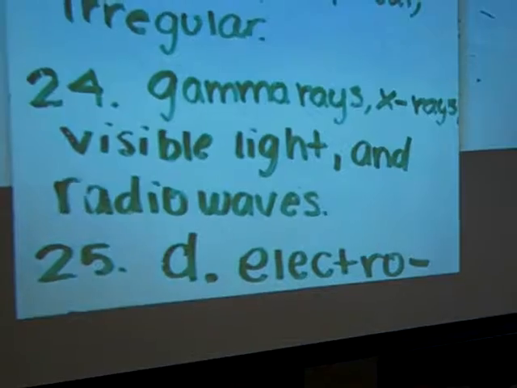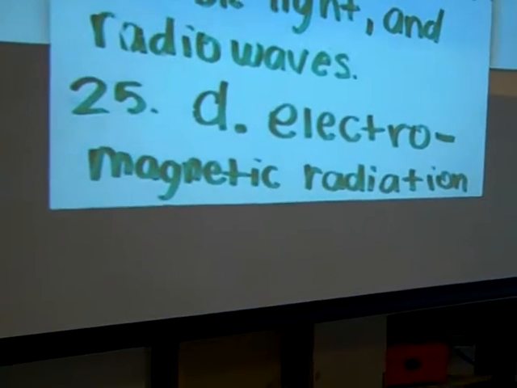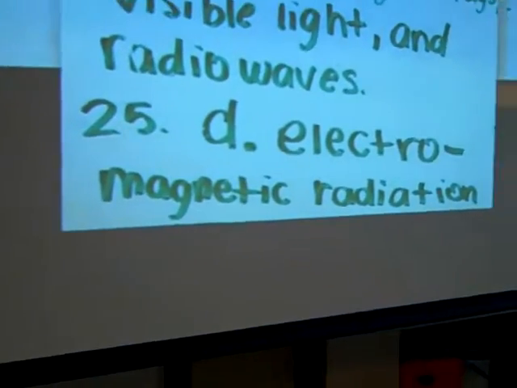25 was D, electromagnetic radiation. Scoot it up for us so we can see it. And so 25, the question was, gamma rays, X-rays, visible lights are all types of, and it's electromagnetic radiation. Cool.